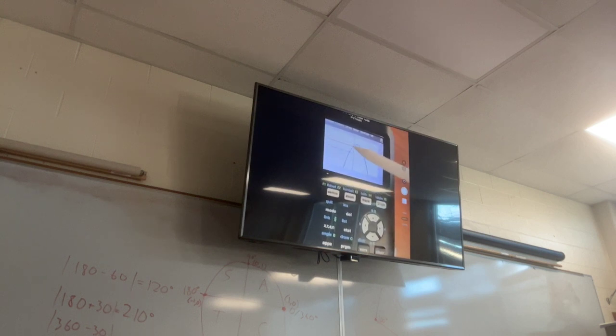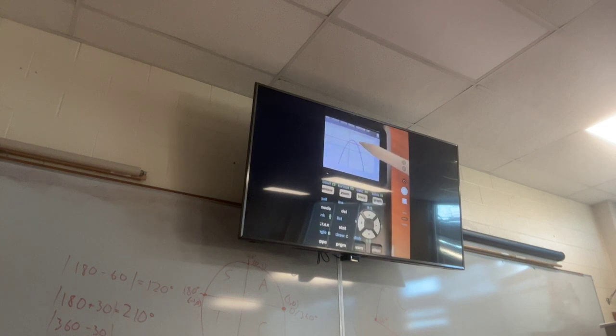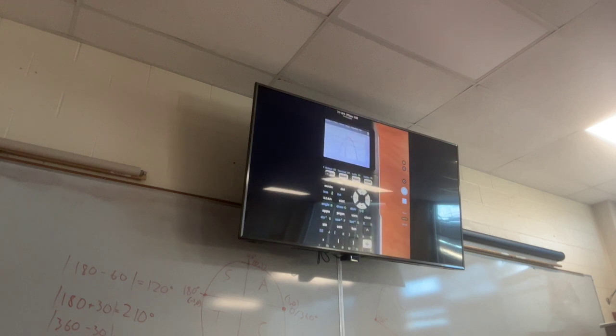Where they cross. Intersections. So I'm going to find the two intersections, and I'm going to subtract their x coordinates from each other, because the x represents time.